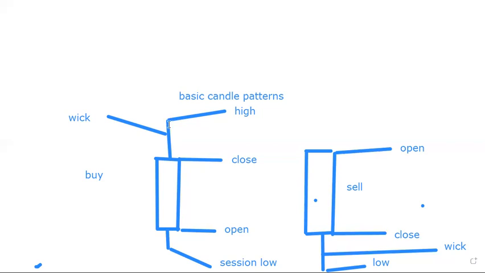So eventually, the buyers were pushed down such that their body came to close here. In other words, that wick at the top was the highest price this candle got to during its session before eventually closing here. So me seeing this wick, I could deduce two things.